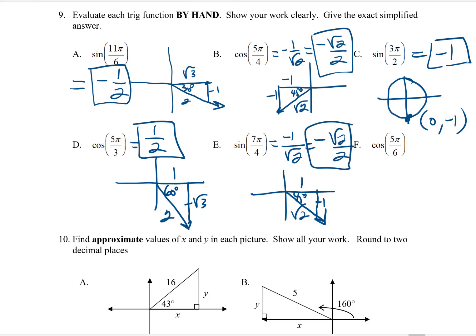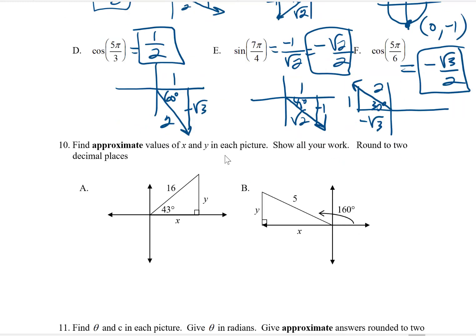And then cosine 5 pi over 6. Let's see, that's 150 degrees. Reference angle would be 30. Drop the perpendicular. 1, root 3, and 2. The root 3 would be negative. And cosine is adjacent over hypotenuse. And we've got it.